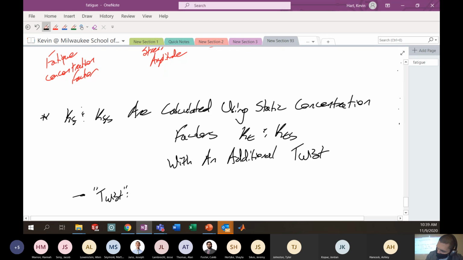The twist. It's like a horror film. What's around the corner? Oh, it's the notch sensitivity factor. Oh. We're past Halloween now. Okay. Next Halloween, I'm gonna make a scary movie called Notch Sensitivity Factor.